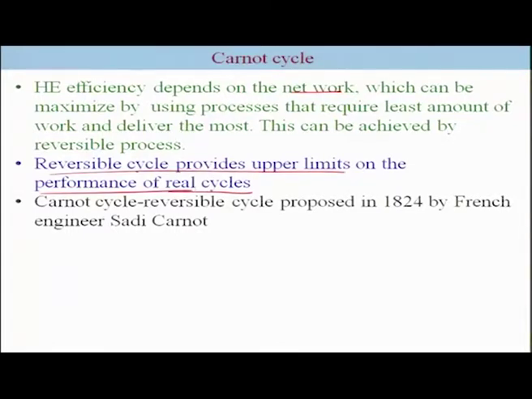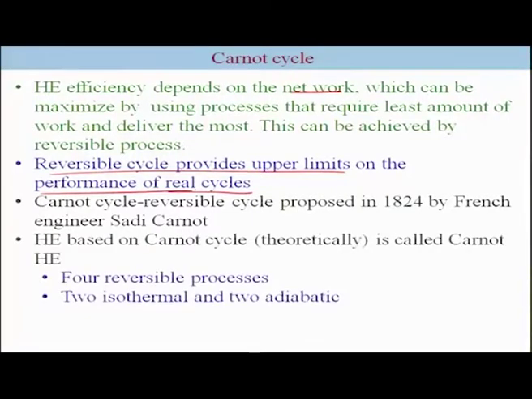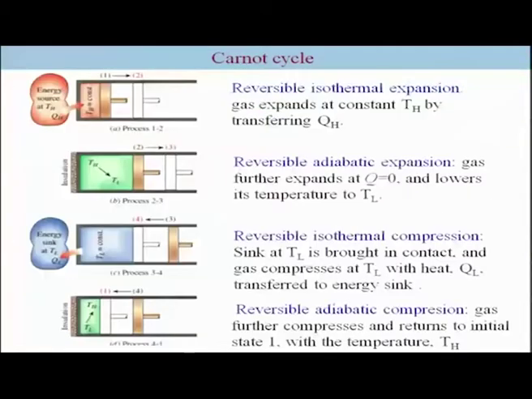So, one of the reversible cycles was proposed by Carnot. It consists of 4 reversible processes, 2 of them isothermal and 2 of them adiabatic. So, consider a gas in which the first state to the second state is a reversible isothermal expansion.